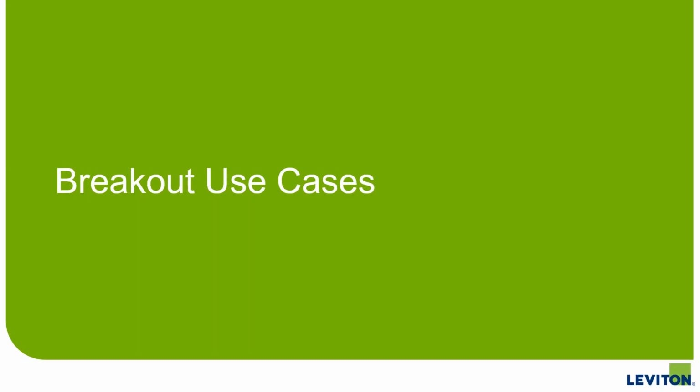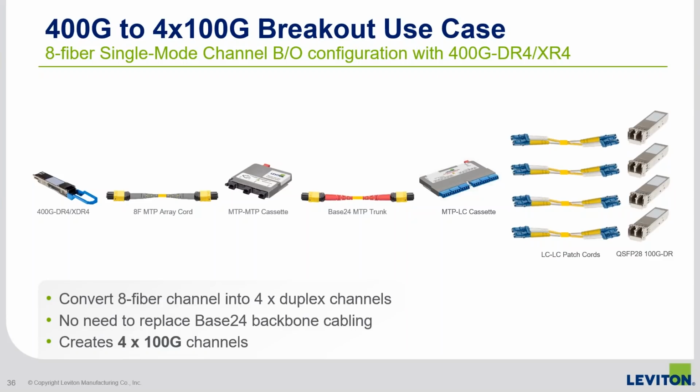So next, looking at breakout use cases. This is probably one of the biggest use cases. There's a lot of different options, a lot of scenarios that could be here. I've given a few examples of maybe the more common ones. The first one is breaking 400 gig down to 100 gig, 4x100 gig breakouts. This is the single mode DR4, XR4 that I showed previously.